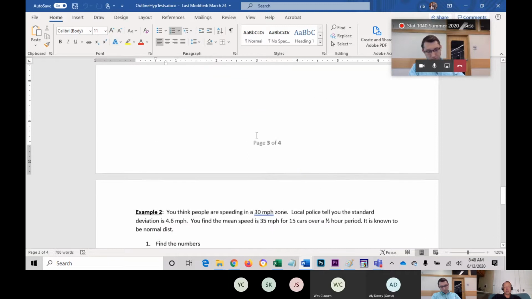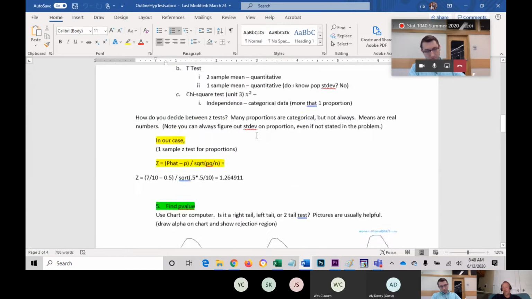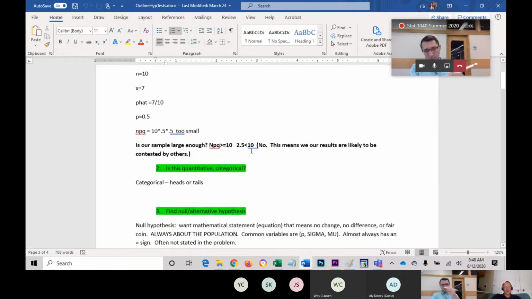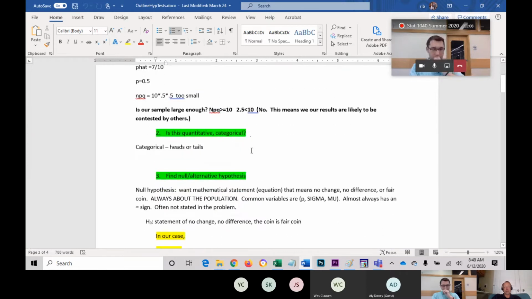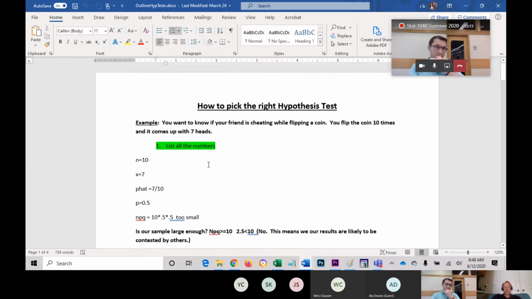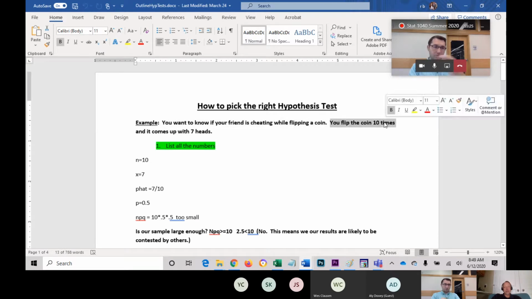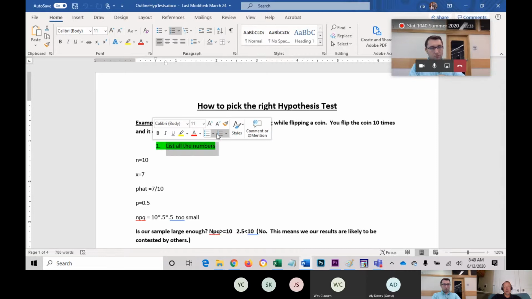So what I would like to do is we're going to do a few different examples here today. Your homework is basically going to stop at step number 3, but I would like to introduce you to this as well, okay? All right. So, example here. You want to know if your friend is cheating while flipping a coin. You flip the coin 10 times, it comes up 7 heads. So first thing we're going to do is list all the numbers.